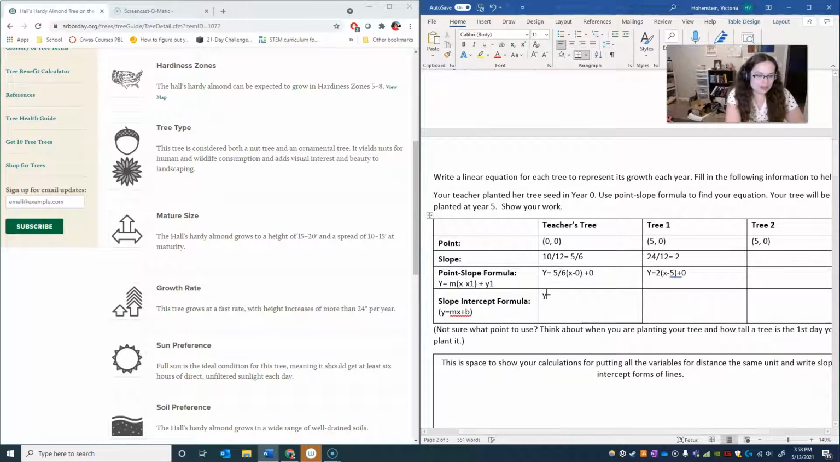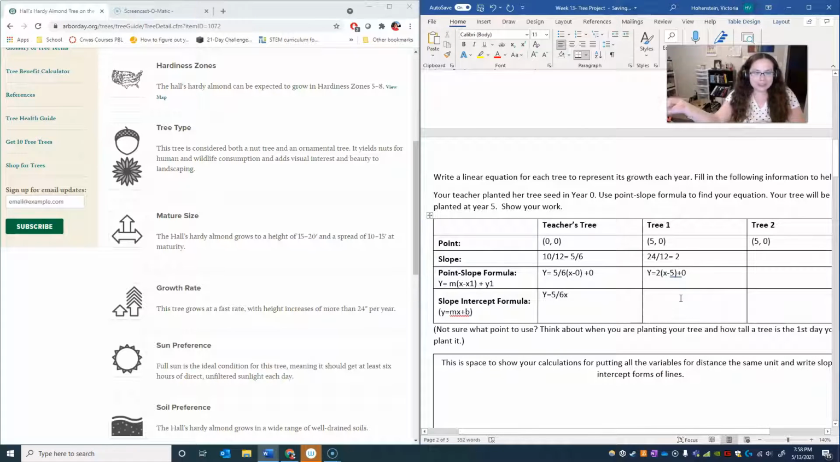So the first one is going to be y equals 5/6 x, and then 5/6 times 0 is minus 0, and then plus 0. So neither of those change the value. So my final equation for slope-intercept is going to be y equals 5/6 x.